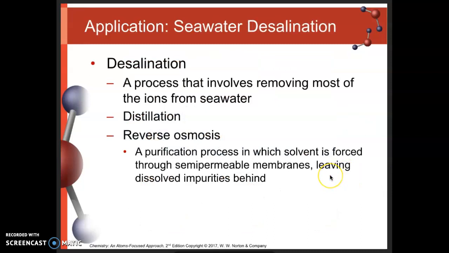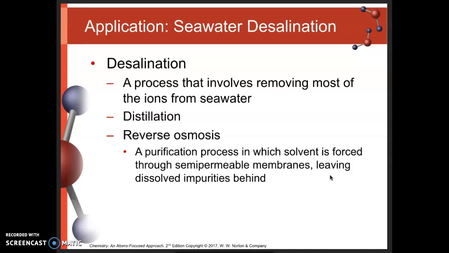Another process that we see is in desalination. In desalination, we see a process that involves removing ions from seawater. In particular, in countries that are near oceans and do not have freshwater sources, desalination is really one of the life-saving processes that allows them to have water on a regular basis.